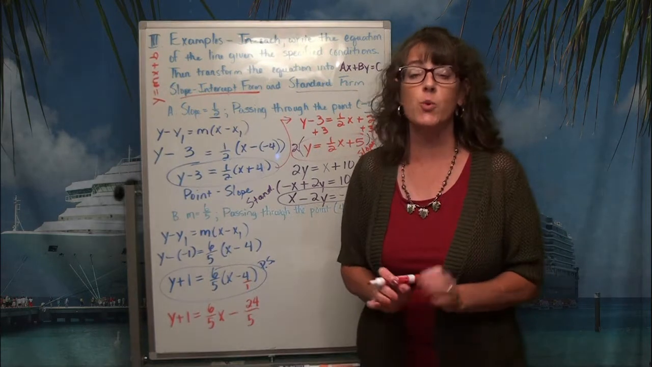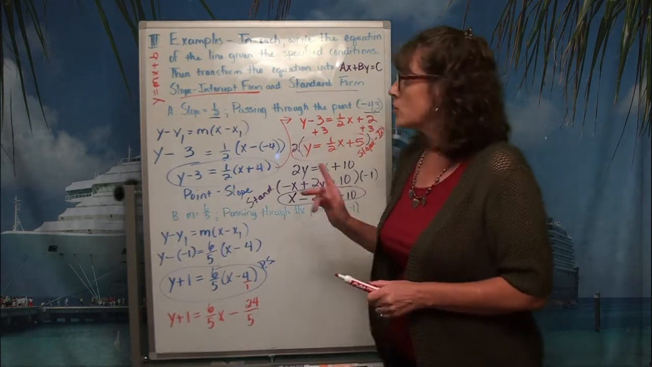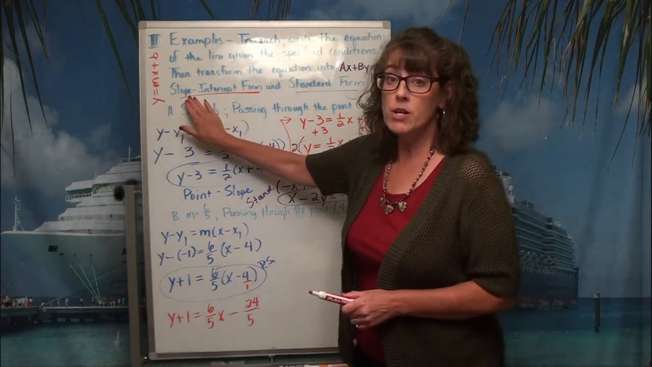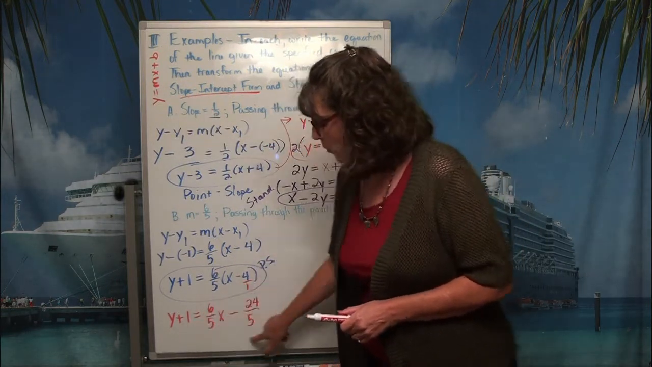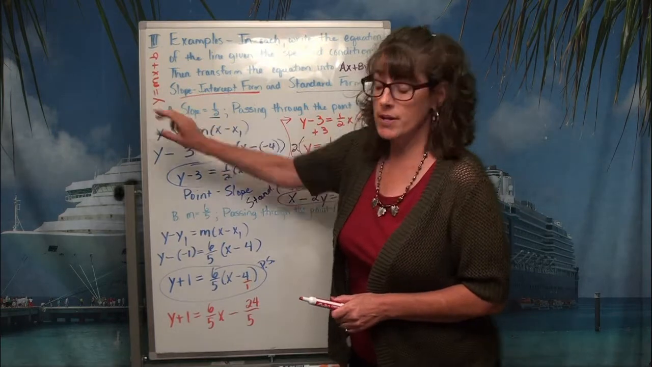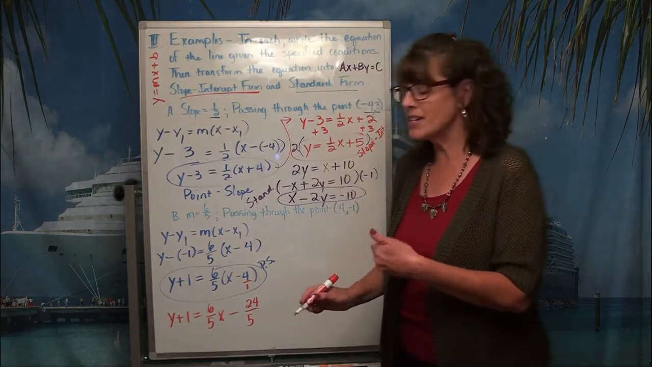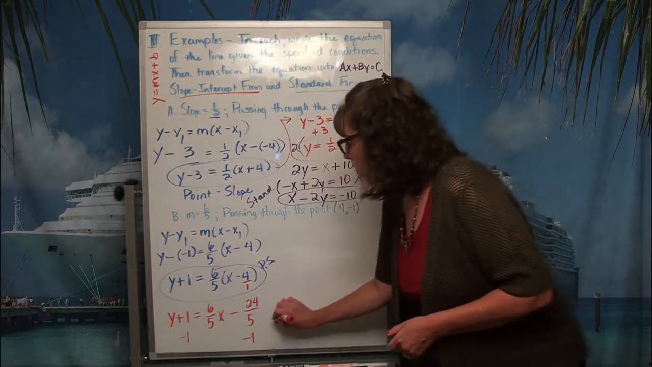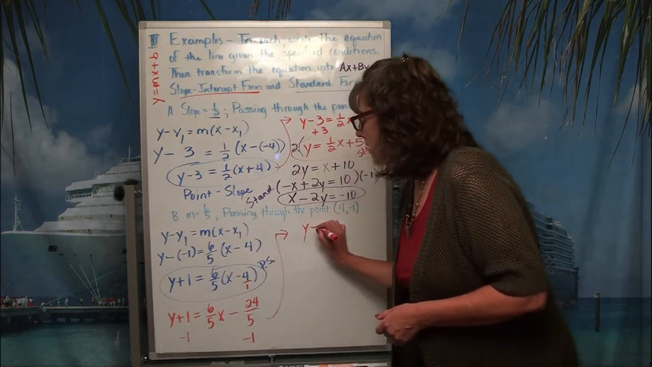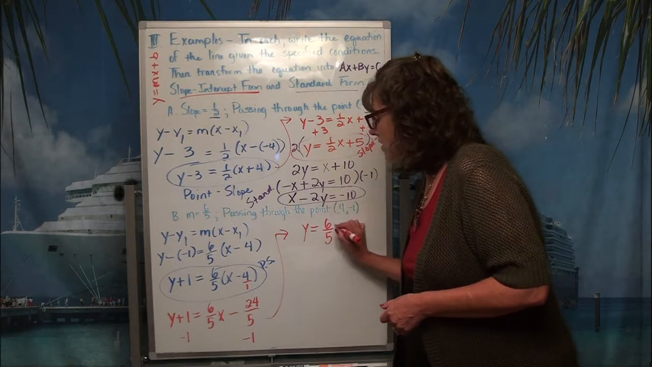I know we got fractions. We're okay. We got this. So I'm still trying to get slope intercept form. The parentheses is gone. I need to slide the 1 over so that the y is by itself. How do I slide it over? Yes, I subtract it. So I'm going to subtract a 1 here, subtract a 1 here. When I do, that will give me y equals 6/5 x.